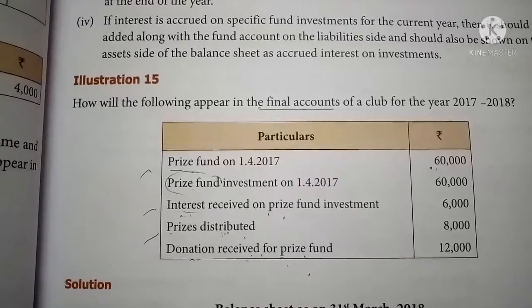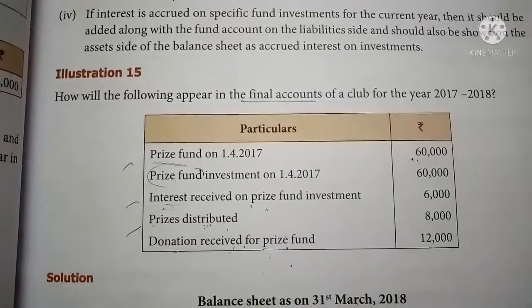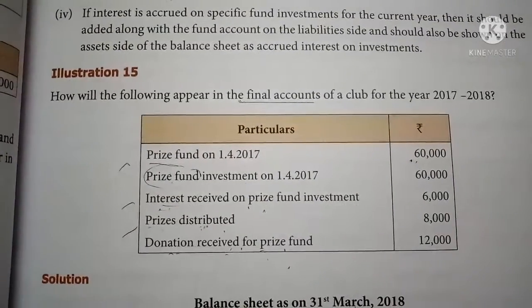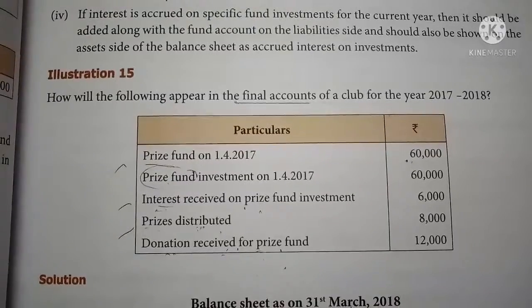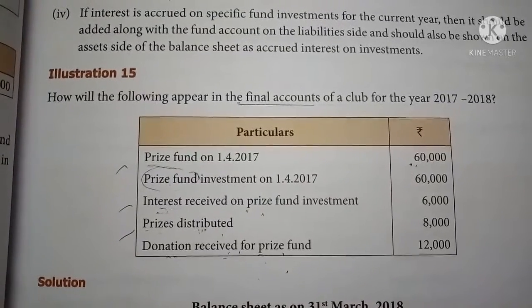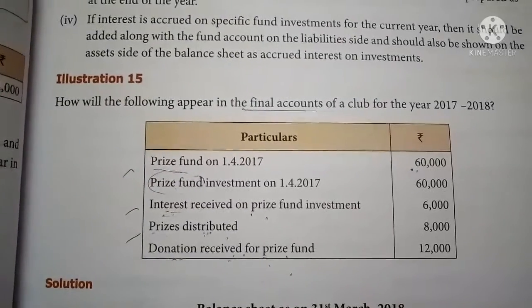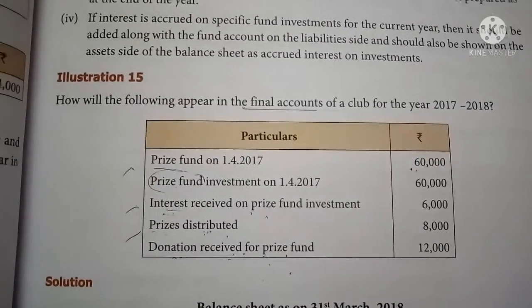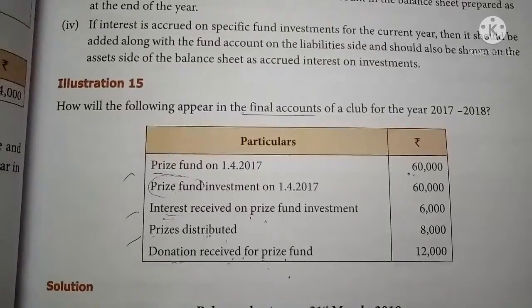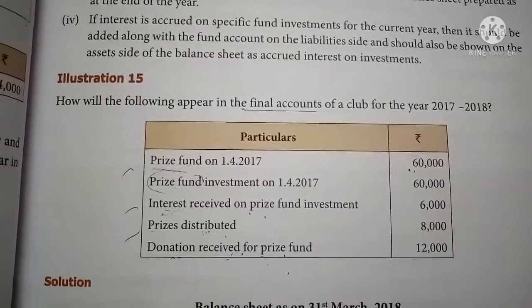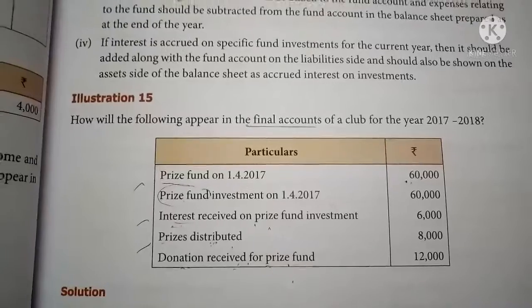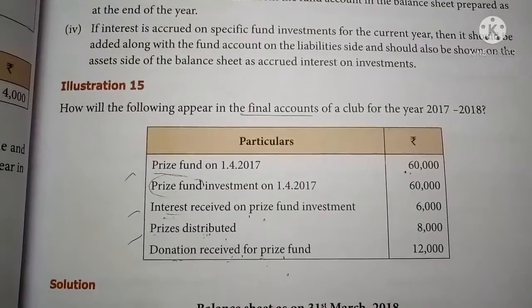15. In this illustration they are asking how the following will appear in the final account of the club for the year ending 2017 to 2018. That is, prize fund is given, opening stock 60,000. Prize fund investment is given 60,000. Interest received on prize fund investment 6,000 is given.